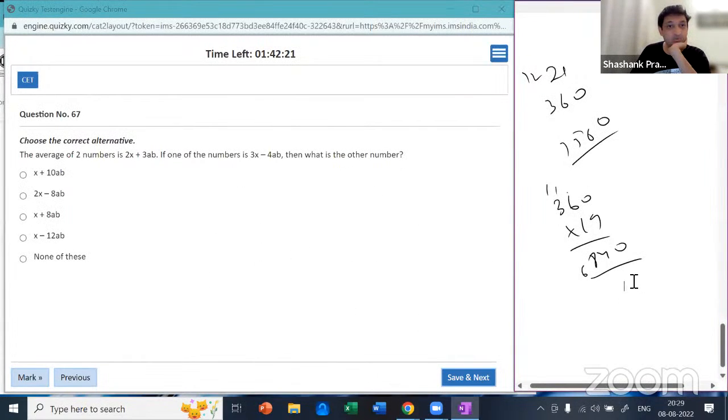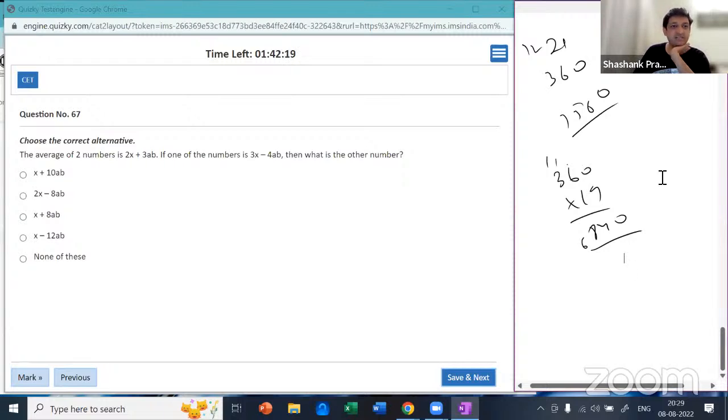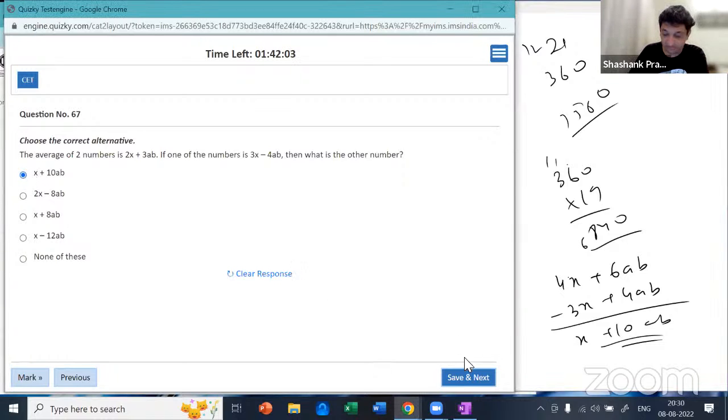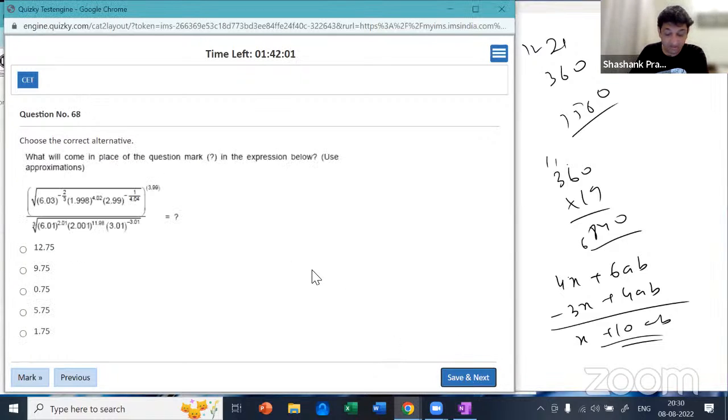Average of two numbers is 2x plus 3ab, 3x minus 4ab. Okay, average of this thing. Other number. Okay, 2x, so 4x plus 6ab is the total, minus 3x plus 4ab karenge. So you will get x plus 10ab as the answer. That is the answer. So this is correct. We'll go to the next one.